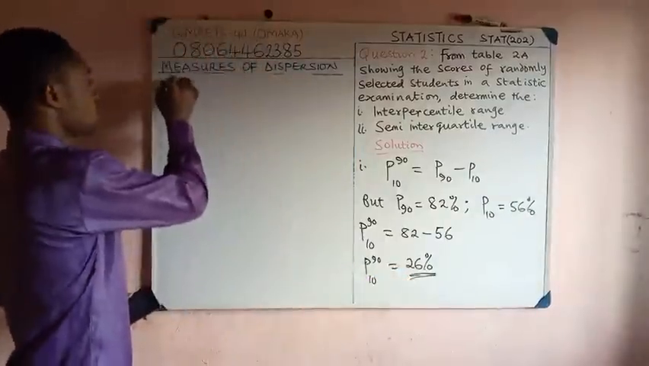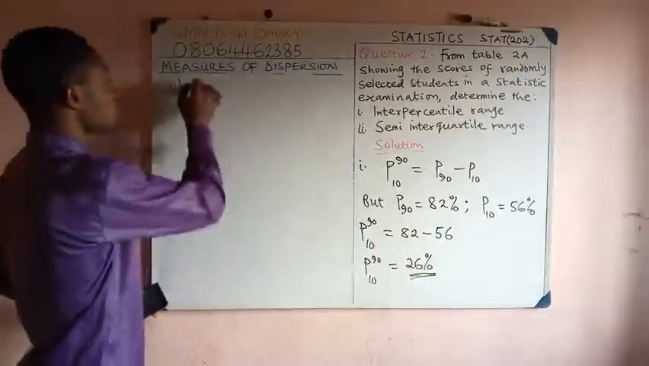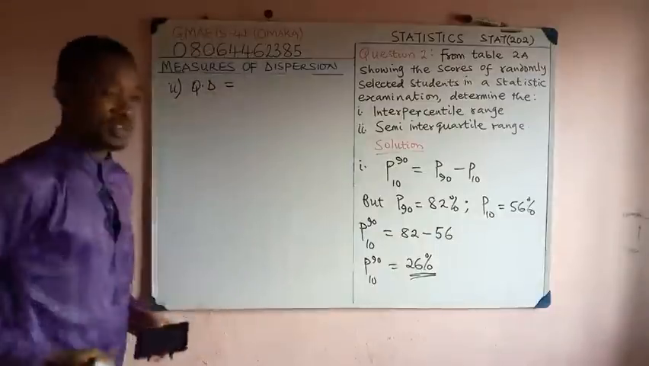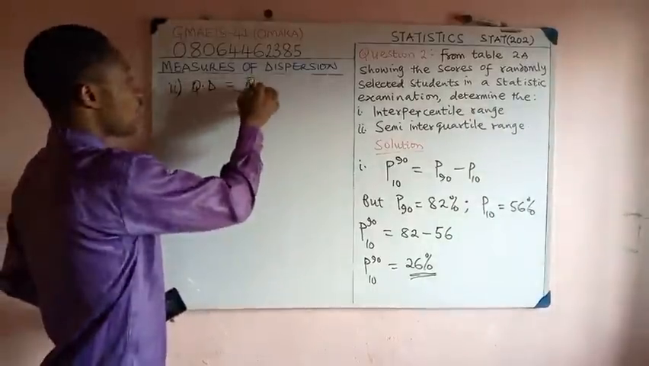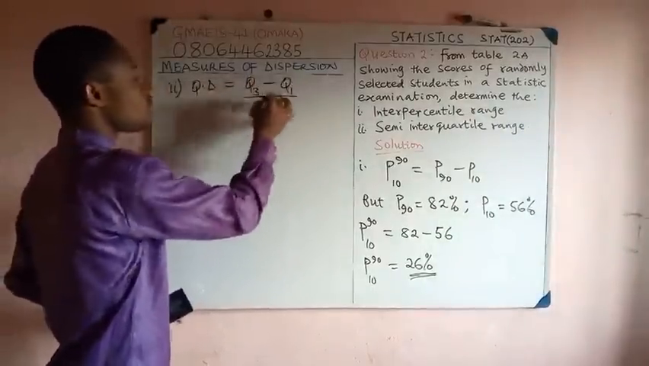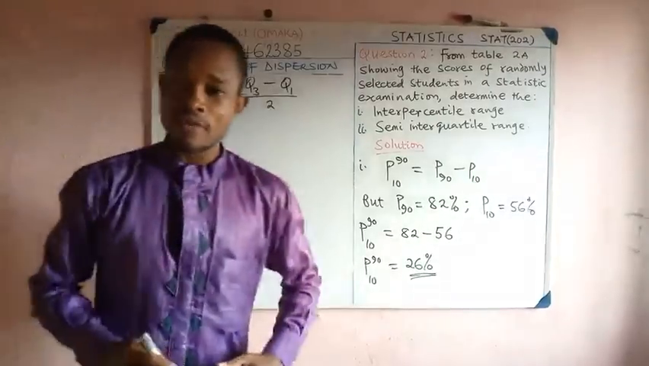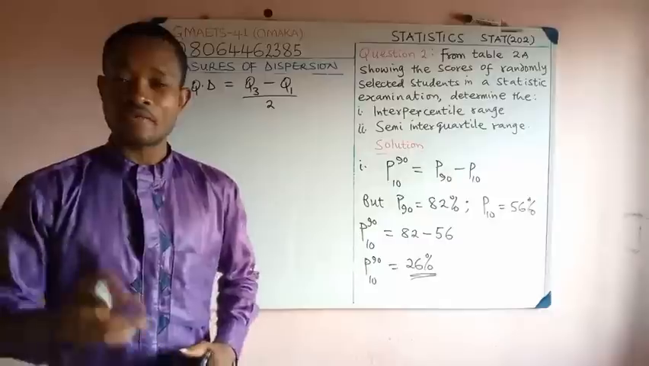We now have to move on to calculate our semi-interquartile range, also known as quartile deviation. In the previous video, we established the formula to be the upper quartile minus the lower quartile divided by 2. This is simply the average of the difference between the third quartile and the first quartile.